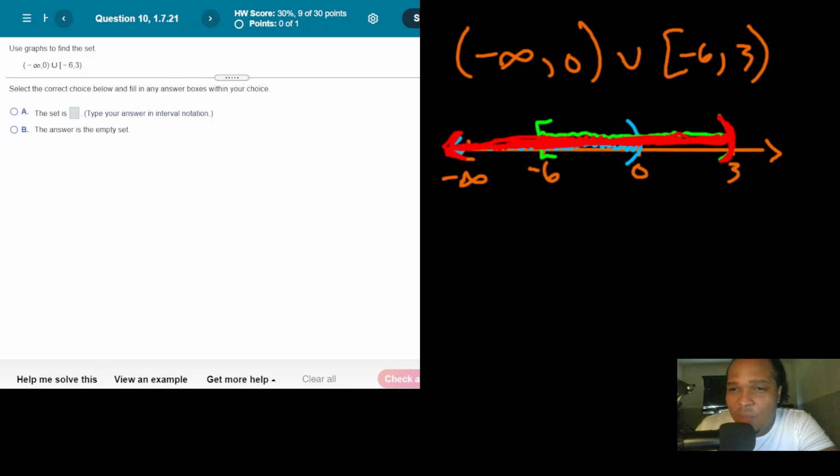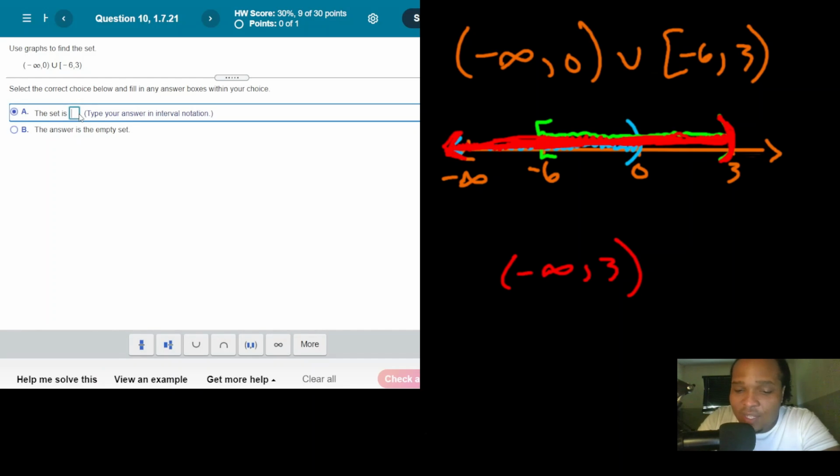So let's go ahead and copy and paste what we have in red. This is from negative infinity all the way to 3. So you always put a parentheses at your infinity symbols, whether it's positive or negative. Never put a bracket. So this is negative infinity all the way to 3 with the parentheses, and that's it. So aren't these fun? So negative infinity all the way to 3.